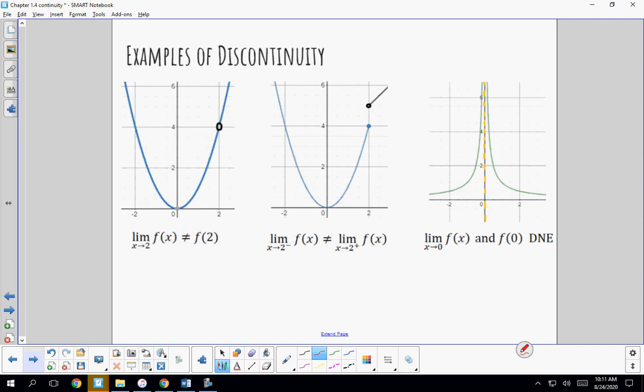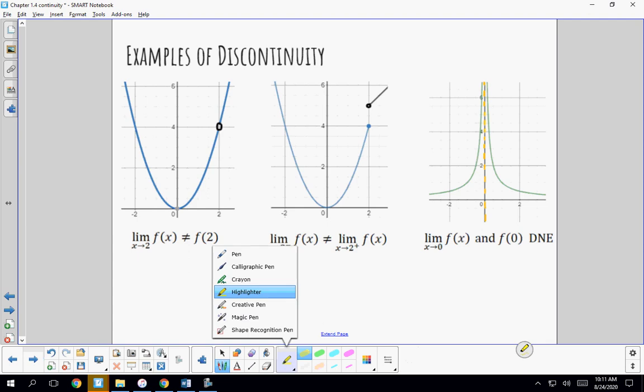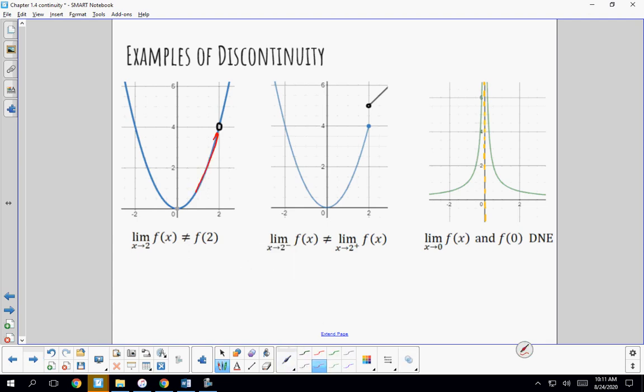So here are some examples of discontinuity. In our first one, our limit, meaning where we approach from the left and from the right, this guy does exist, but this guy doesn't exist because it's an open circle. So they're not equal. If we look at the next example, the limit as we approach from the left does not equal the limit as we approach from the right. From the left, we have a limit of 4, and from the right, we have a limit of 5. Those are not equal, so we don't even have to check the third condition. We know this is not continuous.